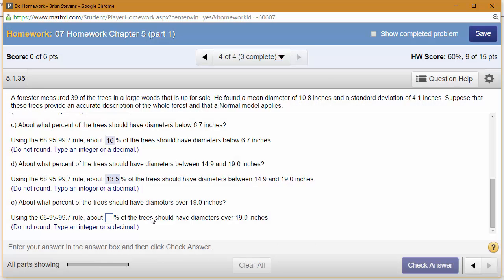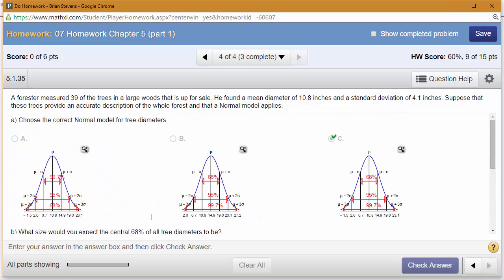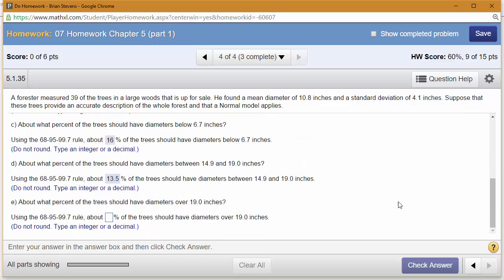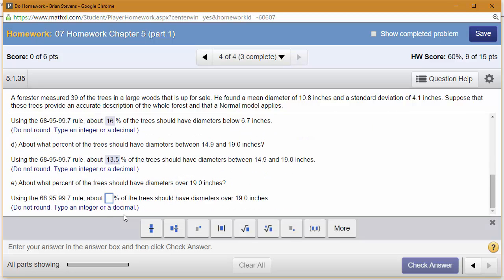Using the 68, 95, 99.7 rule, about blank percent of trees should have diameters over 19. So let's go check this out here. Over 19, that is between 95, and so if 95 is on the inside, 5% is on the outside, because 5% has to be in the areas from here down and from here over, but we have to cut that in half, so it's 2.5. 2.5, and we've done it.